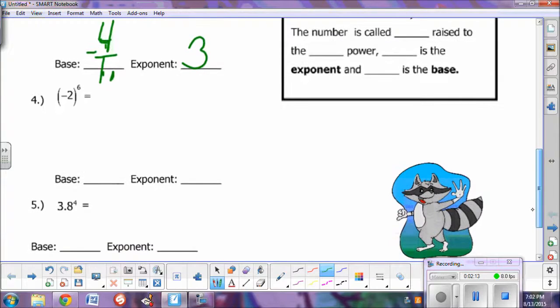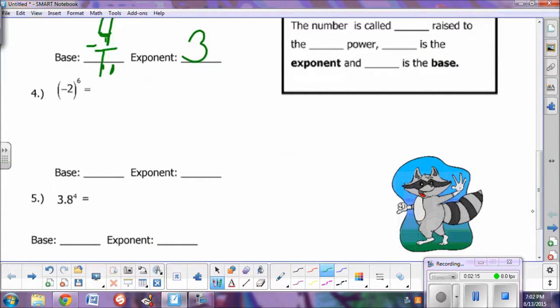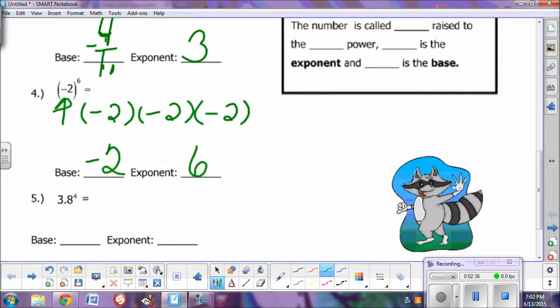So when I look at number 2, same thing. The base, that number that we are doing the multiplying by, is -2. That's what's inside the parentheses, and it's all being raised to the 6th power. So if I were to expand that out, I would have to write out -2 times -2 times -2, 6 times.